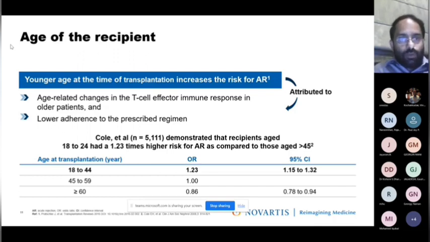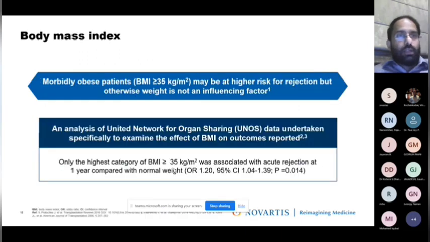This was studied by Cole et al., who demonstrated that patients aged between 18 to 24 had 1.2 times higher risk of acute rejection as compared to those over the age of 45 years. So younger age is at increased risk of acute rejection. And next is body mass index.